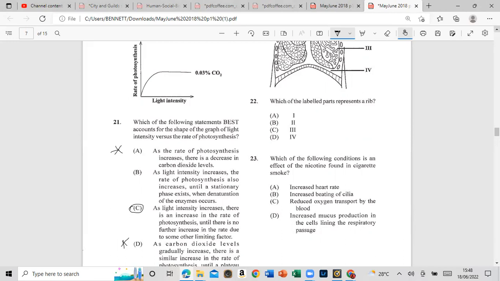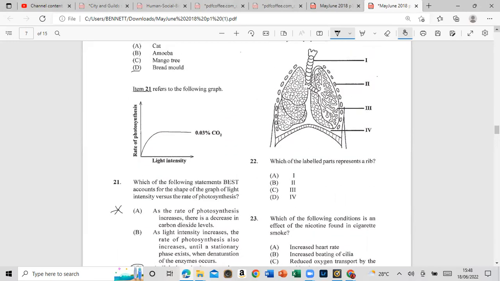All right, let's look at 22. Which of the following labels represent the rib? So that is two. So that is 23.